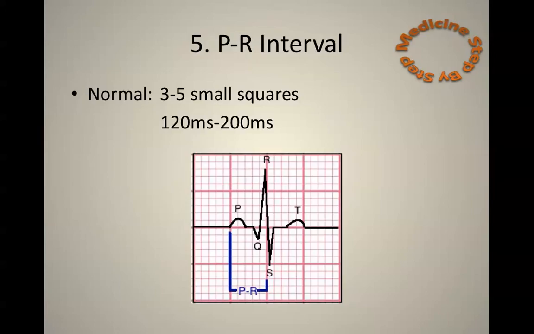And so, a widened PR interval represents a delay in conduction between the atria and ventricles. A short PR interval might, on the other hand, mean that there is conduction by an alternative pathway to the atrioventricular node, an aberrant pathway.